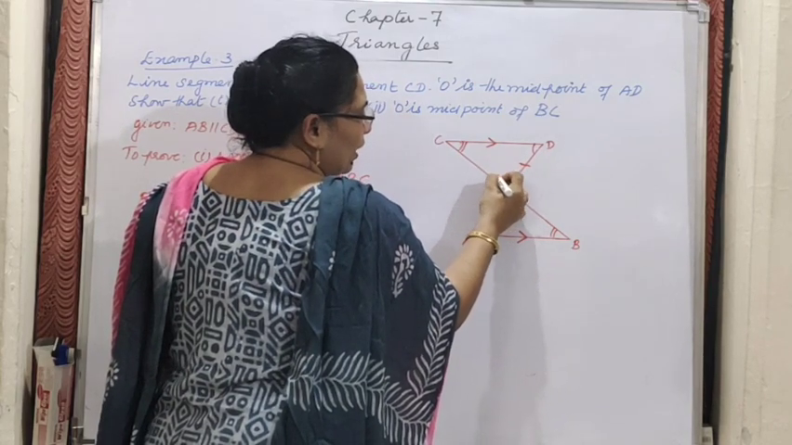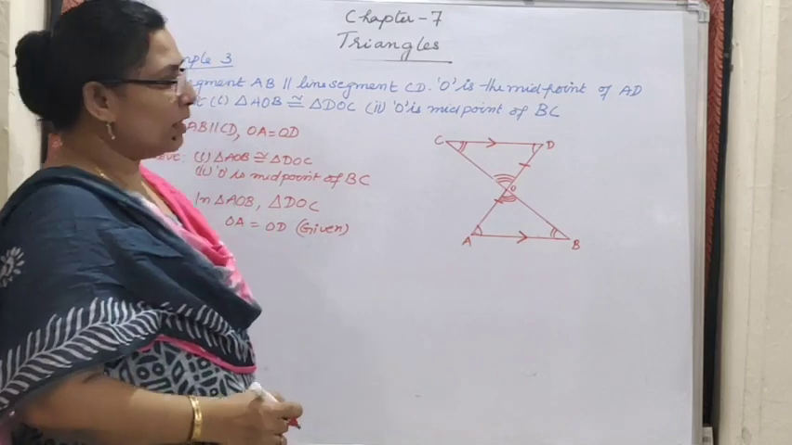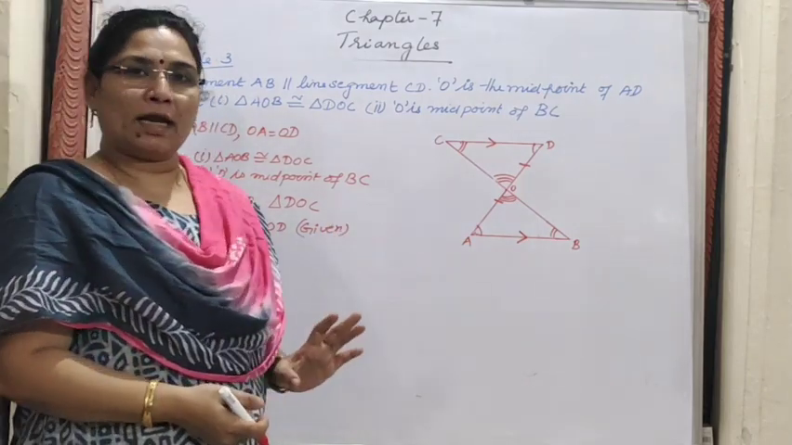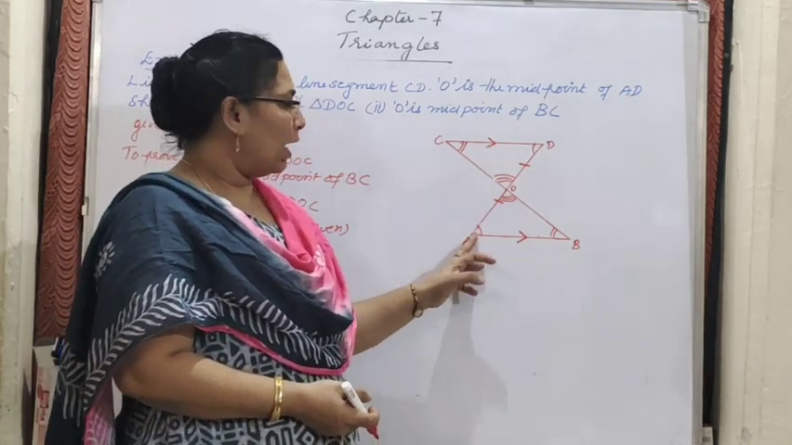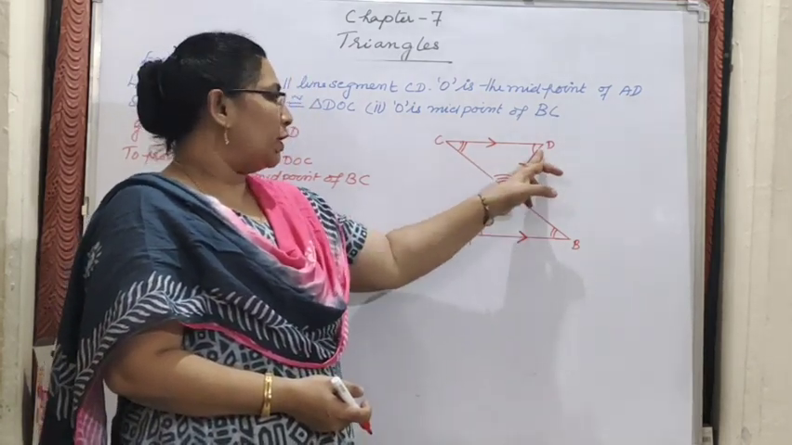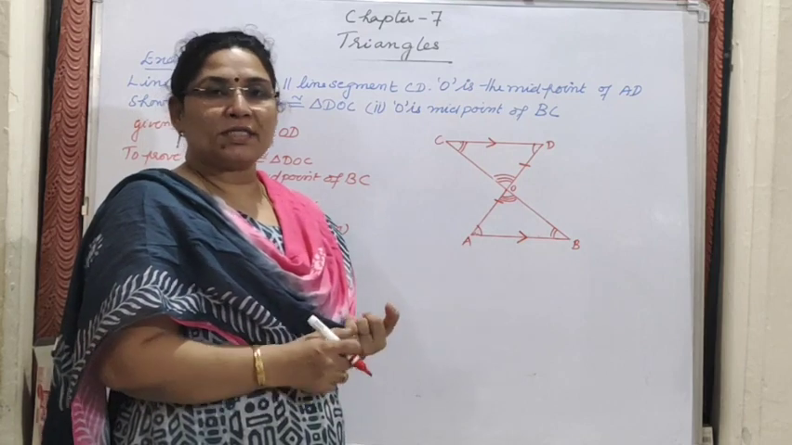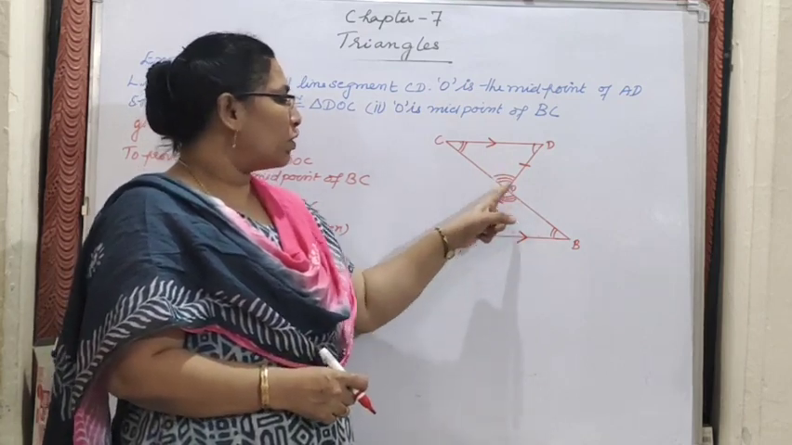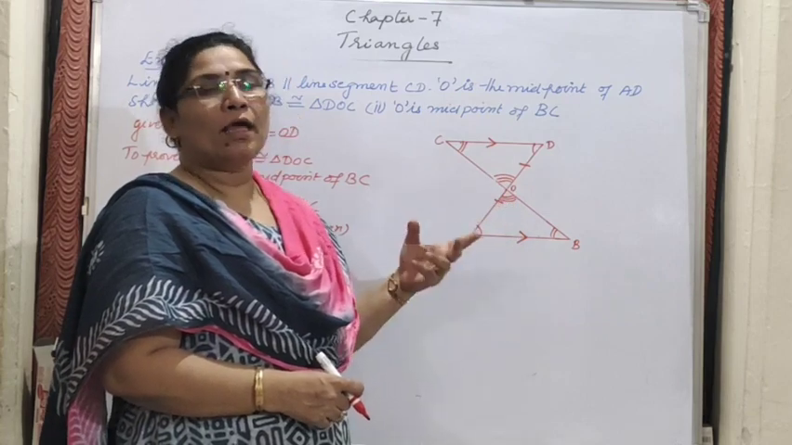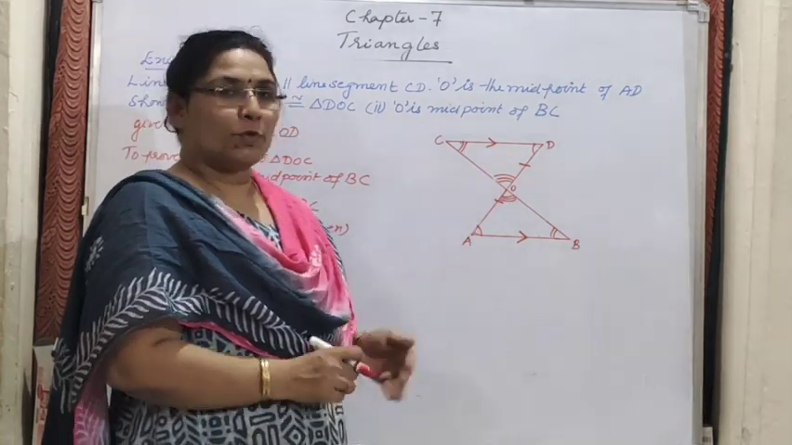It is vertically opposite angles, right? So the angles we can write equal. What is the reason? By using the parallel property, A and B are respectively equal to D and C. What is the reason for that one? Alternate interior angle. Now the third angle also we can take. Which is the third angle? Angle O. That is vertically opposite angle.